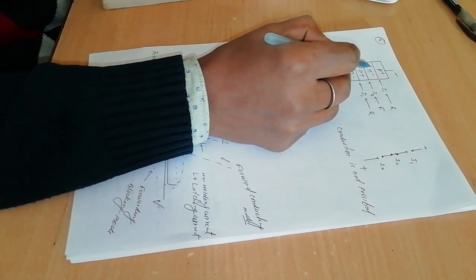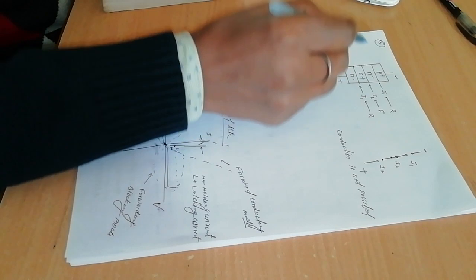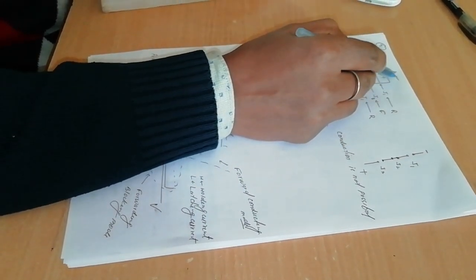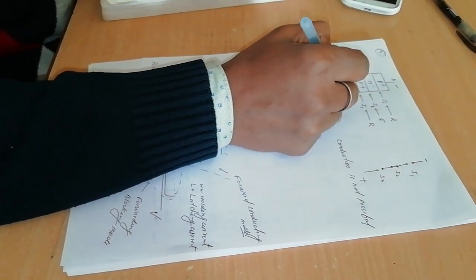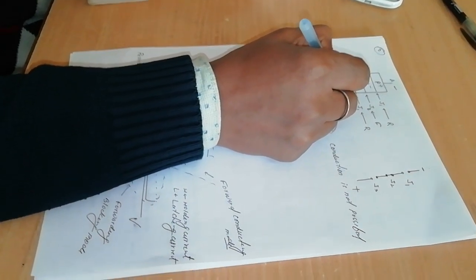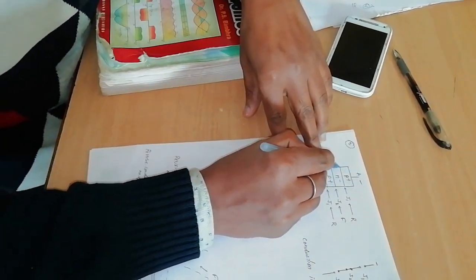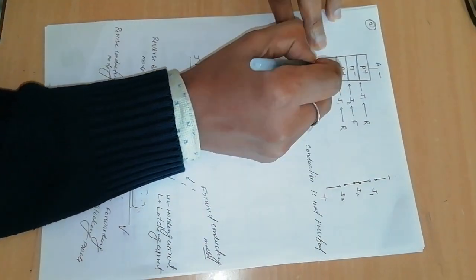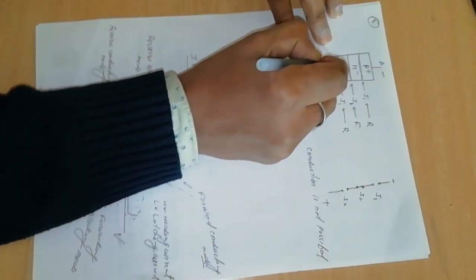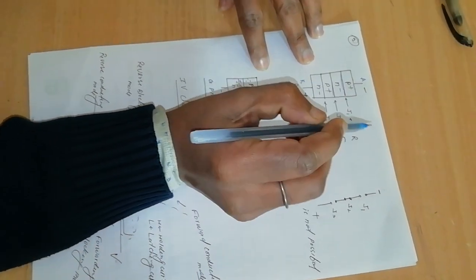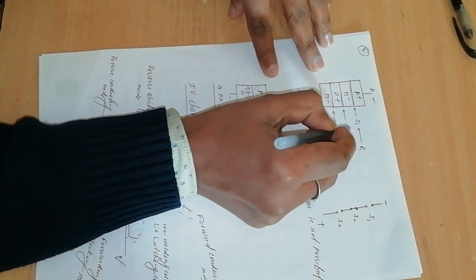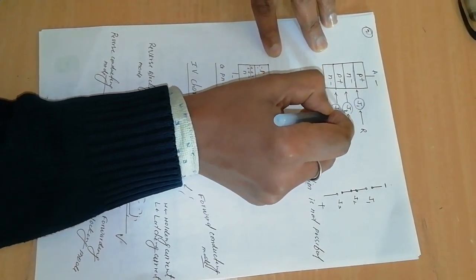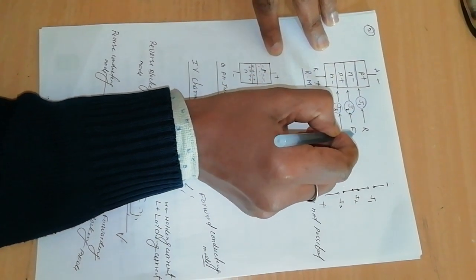Now if you consider the thyristor in reverse mode, the anode is connected to the negative terminal of the battery and the cathode is connected to the positive terminal of the battery. In this case, the J1 junction will be in reverse bias, the J2 junction will be in forward bias, and the J3 junction will be in reverse bias. Here two junctions, J3 and J1, are in reverse bias, and only J2 is in forward bias.